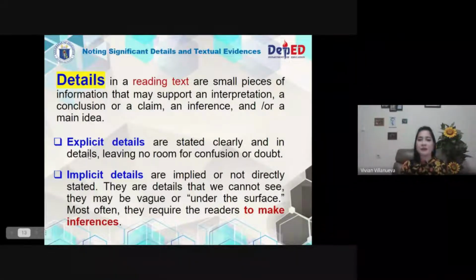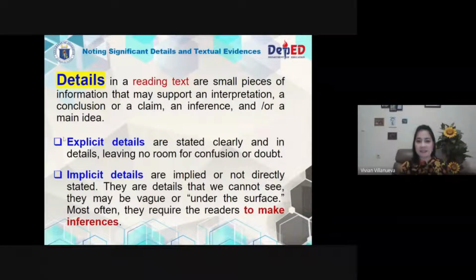Okay. And there are 2 examples of details, explicit details and implicit details. Explicit details are stated clearly and in detail. There's no room for confusion or doubt. Earlier, when I asked you, did I really wash the dishes? What kind of question is that? Is it explicit or implicit?